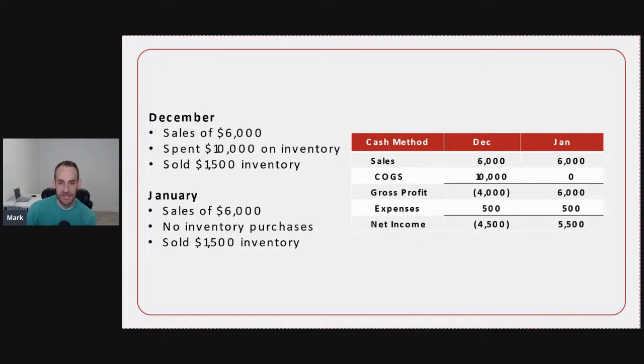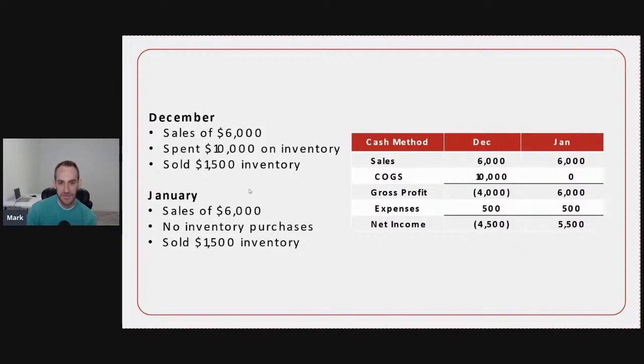So then let's move to January. Let's say you had sales of 6,000. You didn't purchase any inventory, so your cost of goods sold is 0. You had the same other expenses. Your net income is a lot higher because you didn't have any cost of goods sold to offset your January sales. So you can see how with the cash method, your inventory purchases can really affect how your profitability looks. So there can be these wide swings. And that's the only downside, especially if your buying patterns aren't consistent. It can sort of muddy the waters.